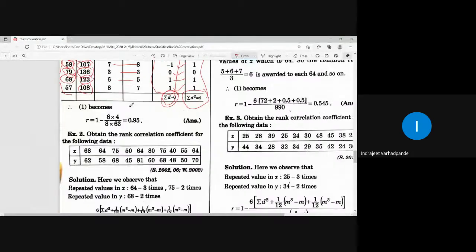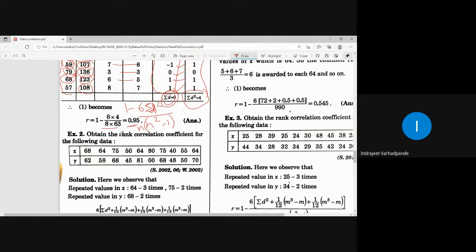Put them in the formula. What is the formula? 1 minus 6 into summation d square upon n square minus 1 into n. What is n? n is 8. 8 square is 64. 64 minus 1 is 63. 8 into 63 in the denominator. 6 into 4 is 24. Solve that. The value of r will be 0.95. So the rank correlation coefficient obtained is r equal to 0.95. Is this point clear to everybody?